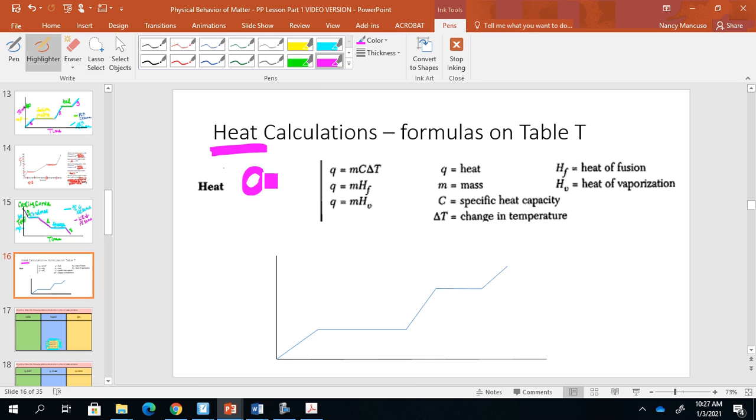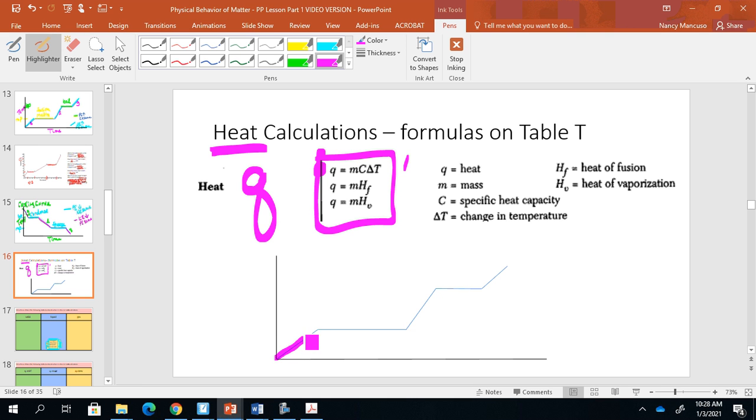So heat is equal to Q. And there are 3 different formulas that you're going to use based on what's happening in your question. So Q equals MC delta T. All right, Q is heat, M is mass, C is specific heat capacity, delta T is the change in temperature. So this first formula, I'm going to mark it with a 1.